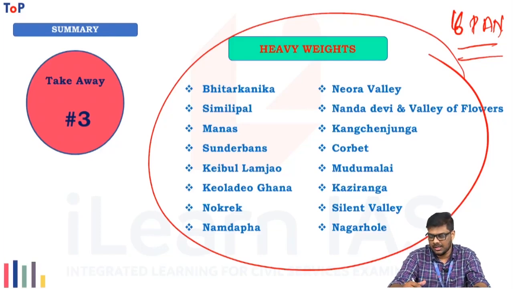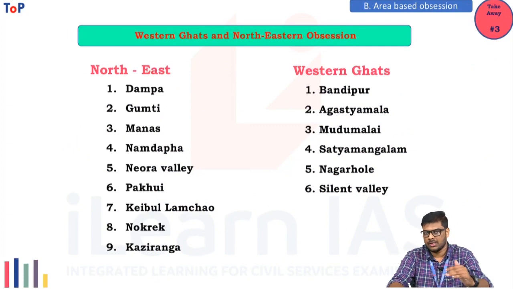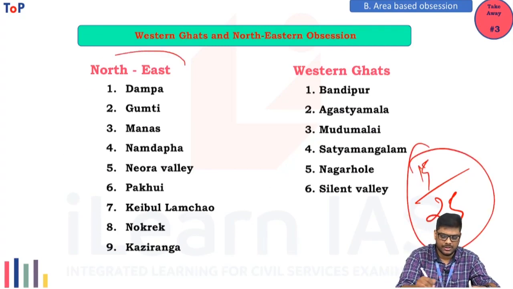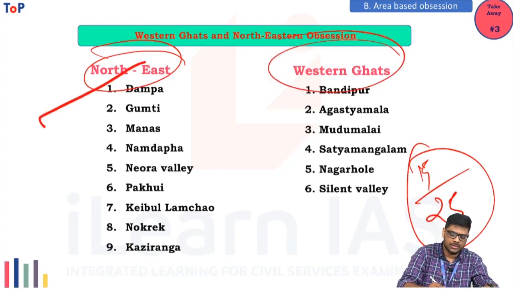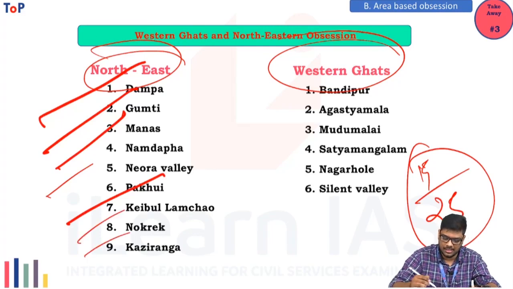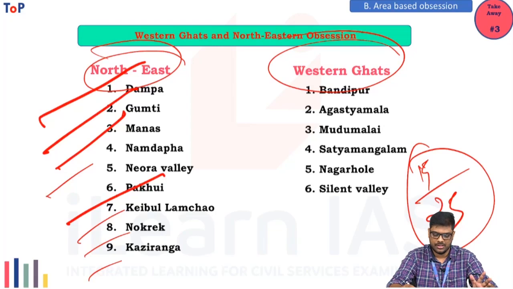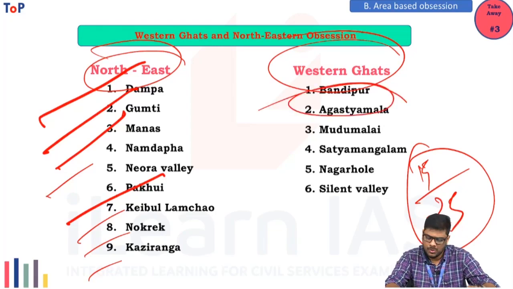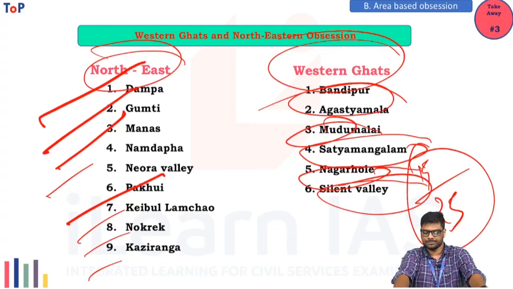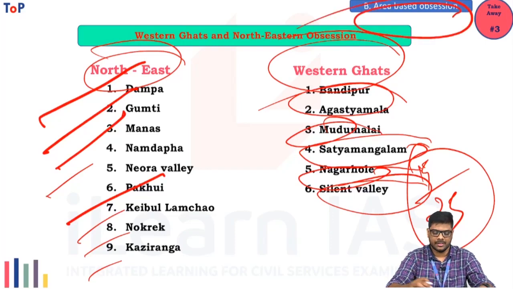And among these total asked national parks or protected areas, out of 25 protected areas, 15 were from either northeast or from western Ghats. Dampha, Gumdi, Manas, Namdapha, Niravali, Pakhui, Kebul Namjao, Nokrek, Kasiranga, all from northeastern region. And national parks like Bandipur, Agasthyamala, Mudumalai, Satyamangalam, Nagarhole and Silent Valley, all these from Western Ghat region. So that's another takeaway which you can get. In fact, I've already discussed area to be focused on. Then let me sum up.